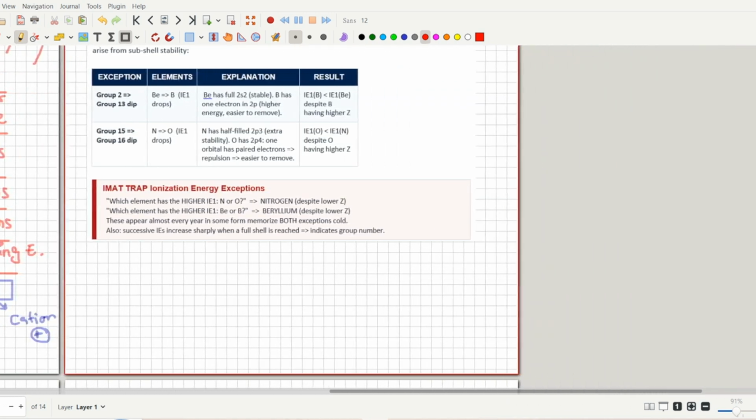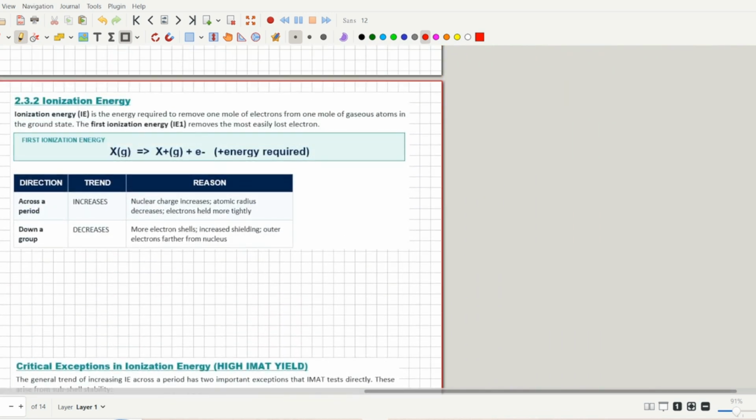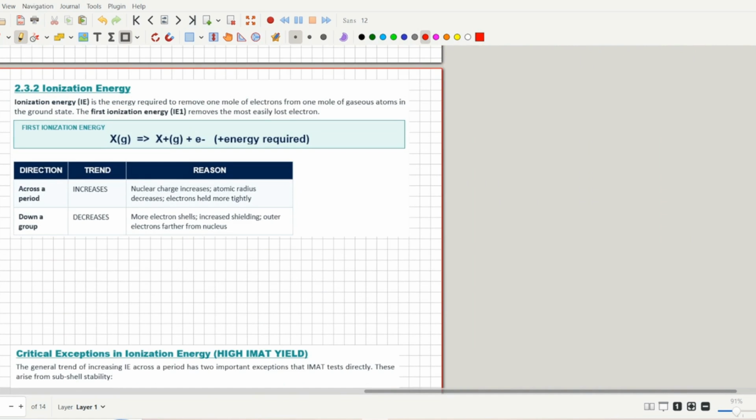The next topic is, yes, everybody knows, ionization energy. Ionization energy is the energy required to remove 1 mole of electrons from gaseous atoms. You have to know that the definition is really important. You have to remove 1 mole of electrons from 1 mole of gaseous atoms, not other forms like liquid or solid, but from gaseous atoms in ground state, not in excited state. That's why the definition is really important, because they can even ask you MCQs from the definition.